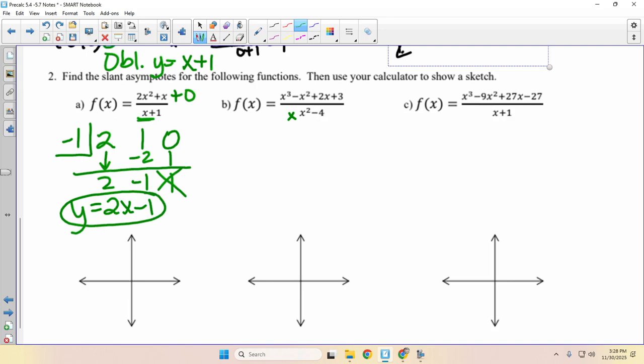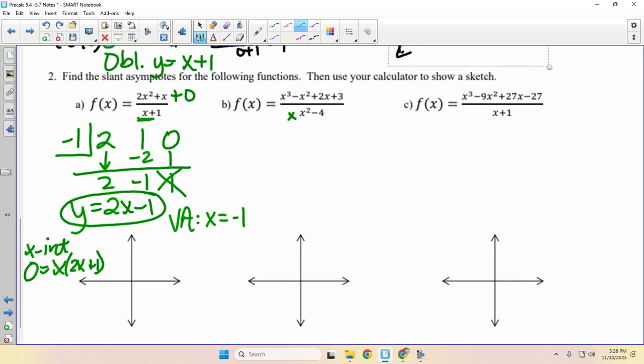Our vertical asymptote is when our denominator is equal to 0. We had that in the last problem, so I'm just going to snag it from the last problem. Our x-intercepts are when our top is equal to 0. Put that over here. And I'm going to factor it out while I'm here. x times (2x plus 1).